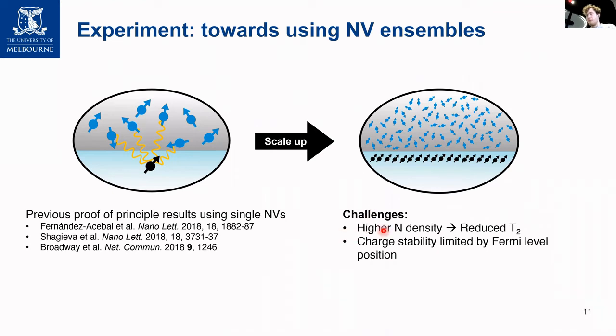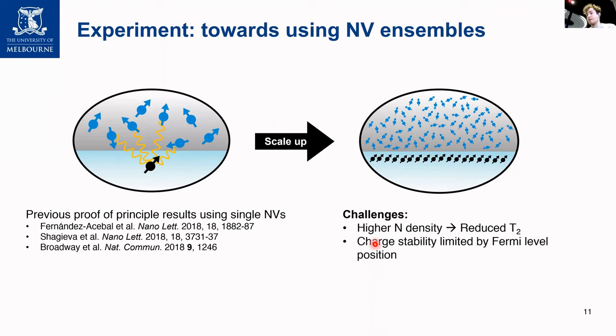The first one's pretty obvious: as we move to an ensemble density of NVs, we have to add a lot of nitrogen to the diamond. And this is a major source of spin noise. So we're really going to reduce our NV T2. And so part of my work is to probe the dependence on T2 of the polarization process.